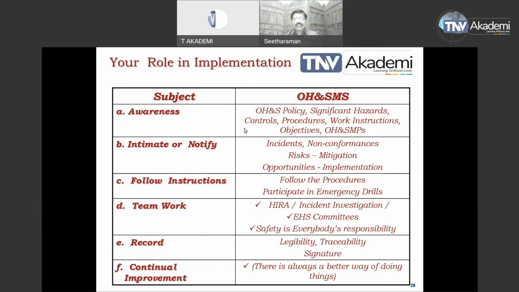Then incident investigation, you have to give your input. When some incident happened, how can it be done better and how can it be avoided? Then EHS committees, your involvement is very important as a team. That also has to be done.